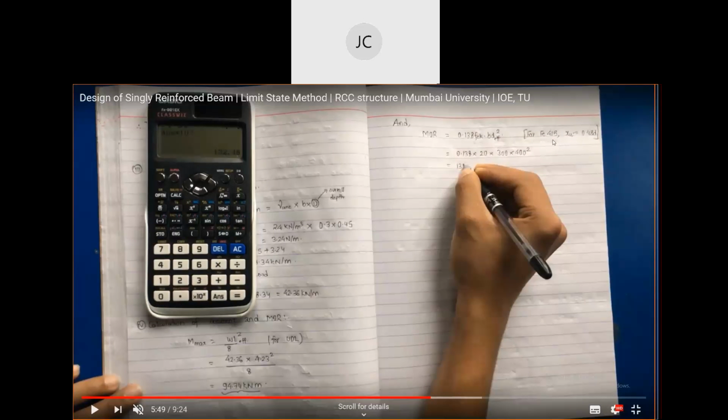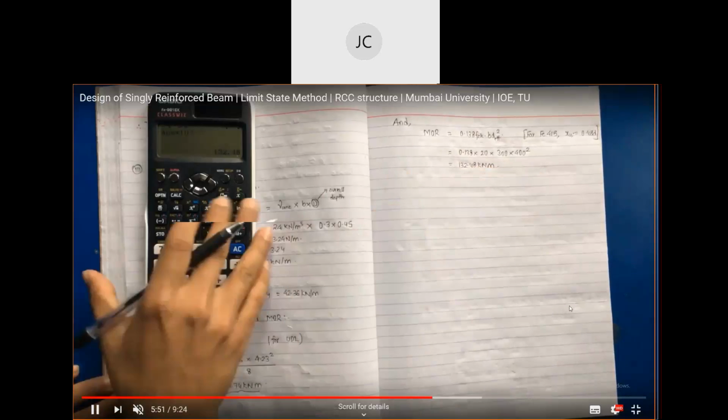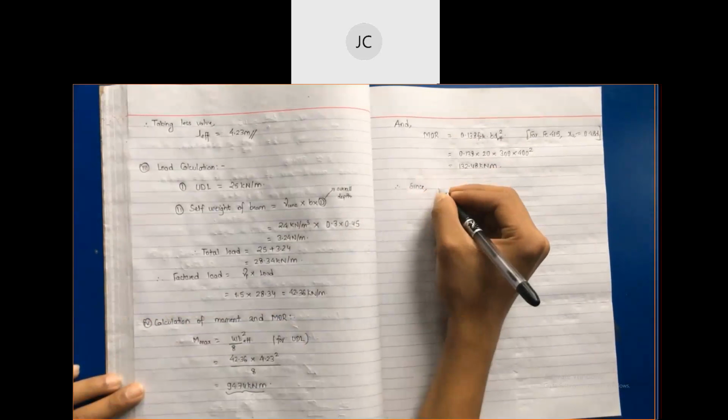If you are using Fe415, XU max will be 0.48D from clause number 38. If you put all the values in the actual equation given by IS 456, you will get the moment of resistance for this grade of steel and concrete. It will be 0.138 FCK BD squared. So you put all the values.